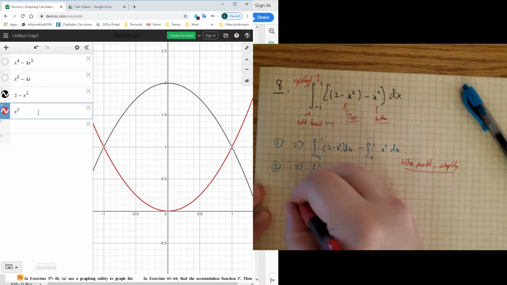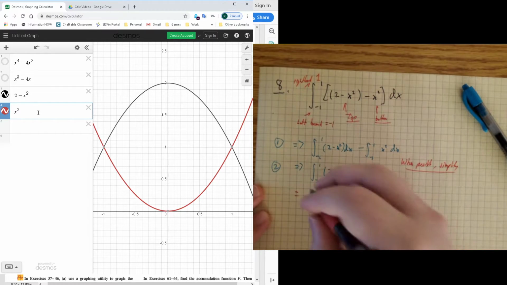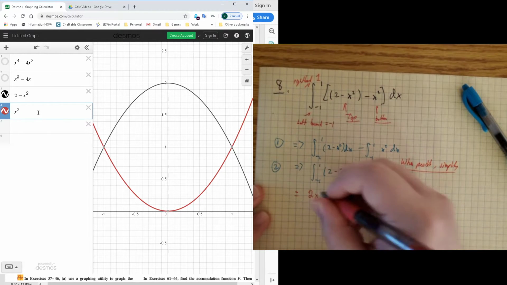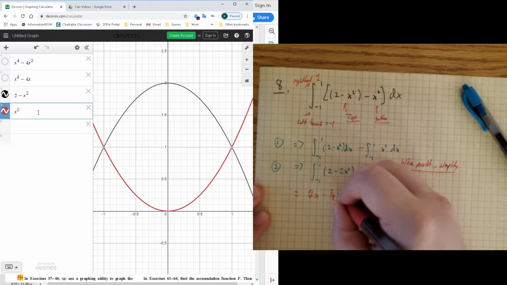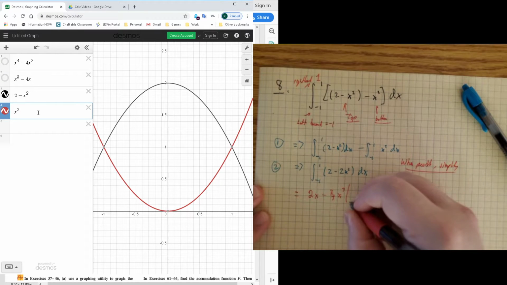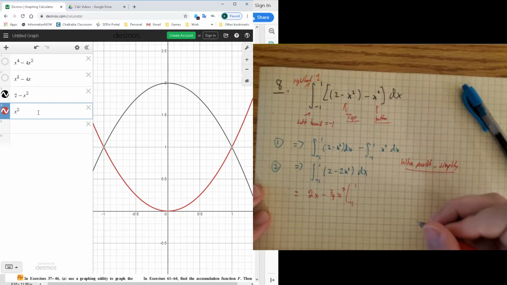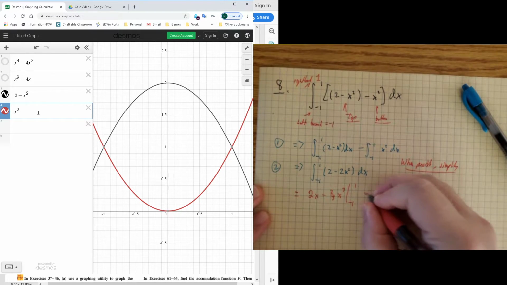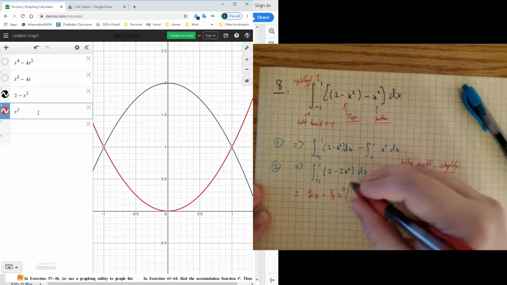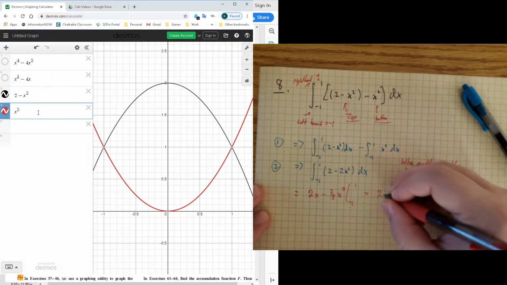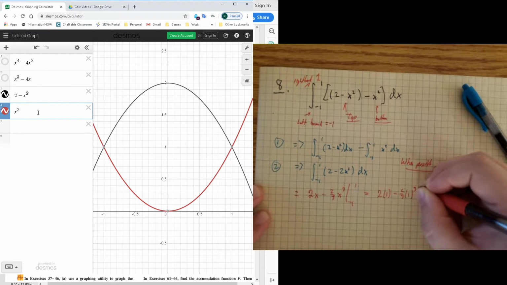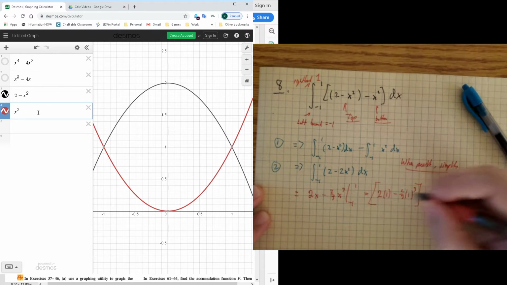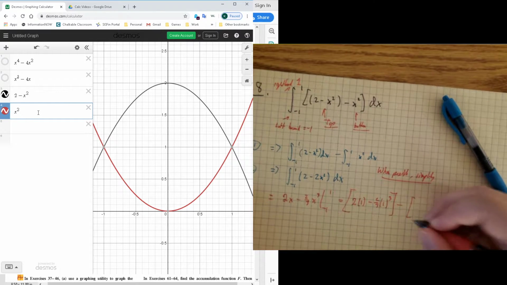Okay? So now I've got my integral. I can now integrate. The 2 becomes a 2x. The 2x squared becomes 2 over 3 x cubed. And we're evaluating from -1 to 1. And then, when we evaluate, remember, the first number is plugged in, minus the second number.